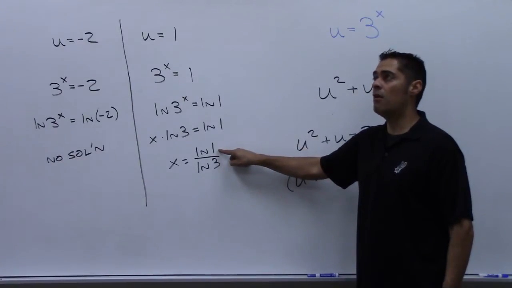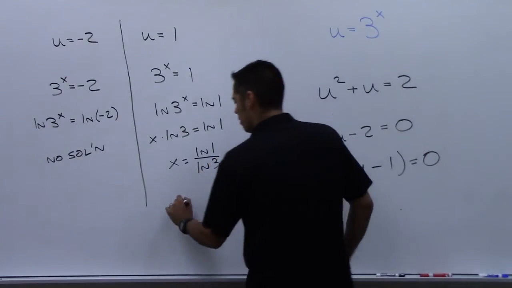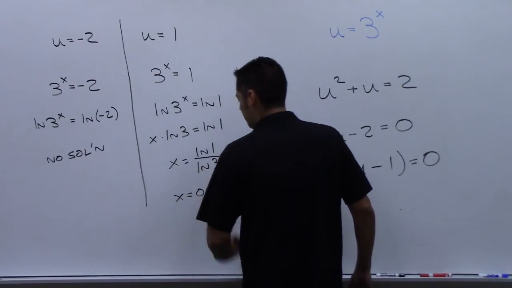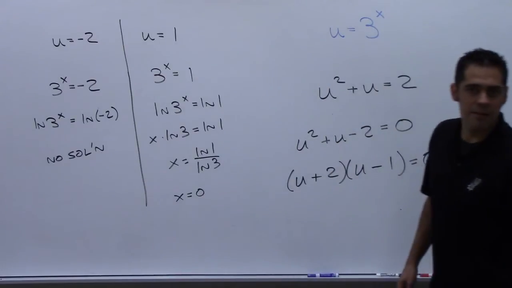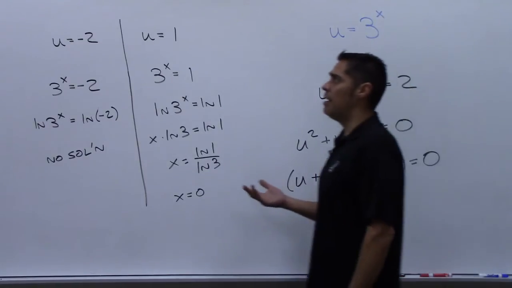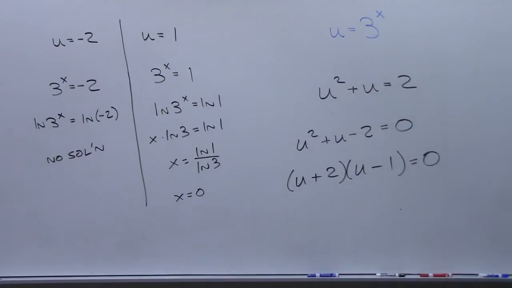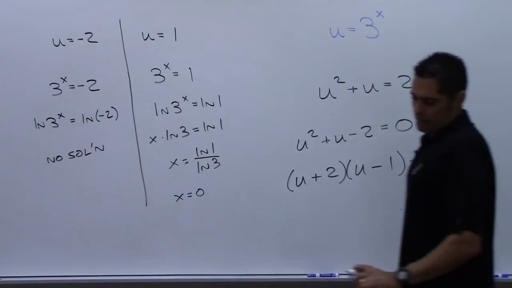Log of 1, any log of 1 is 0. And 0 over a number is 0. So we get 0. So the only solution we have is x is 0. So be prepared to have an exponential equation that is going to involve you solving a quadratic equation.